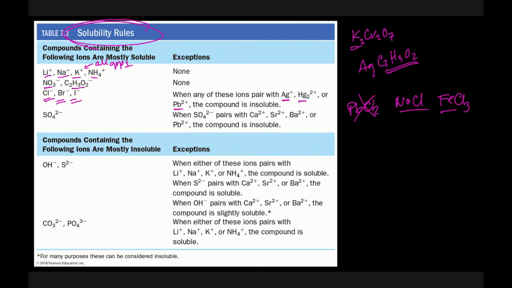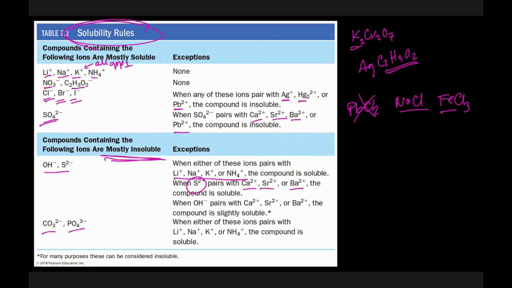Okay. And then sulfates are soluble with the exception of calcium, strontium, barium, or lead. Make sense? Okay. And then we go to the bottom part where these are insoluble except for the rules stated above. So hydroxides and sulfides are insoluble unless paired with one of those group 1 things, group 1 or ammonium. And sulfide has some rare exceptions there, okay?